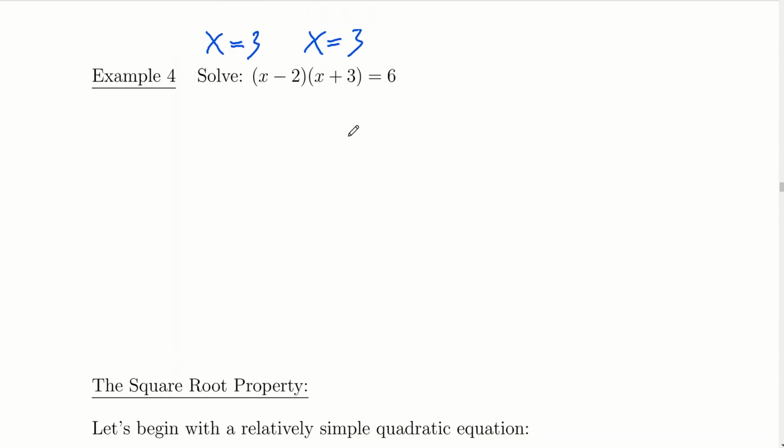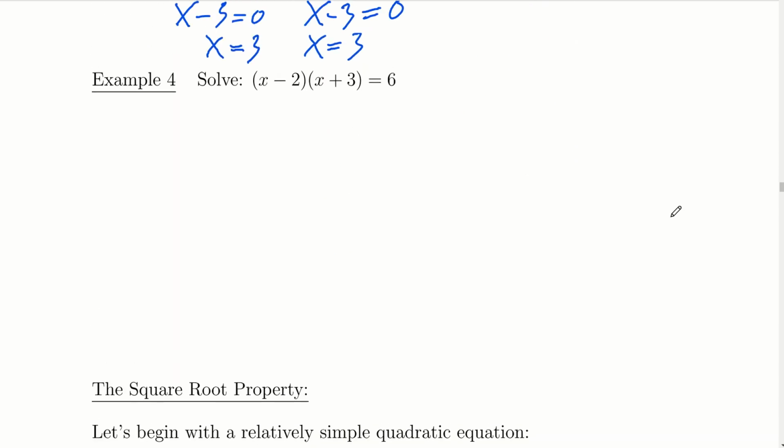If we take a look at example 4, it almost looks like we can just go ahead and set each piece equal to 0, but we have an issue here, and that's that the right-hand side is equal to 6 and not 0. So before we can do anything, we're supposed to first clear off the right-hand side, get 0 on the right-hand side before we factor.